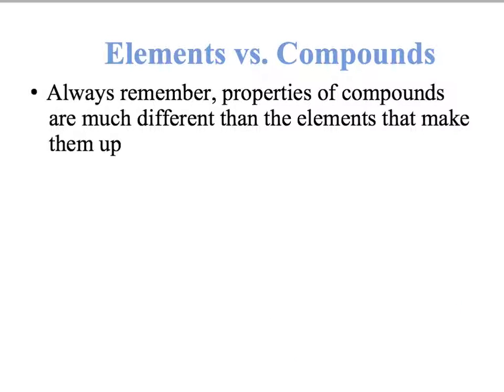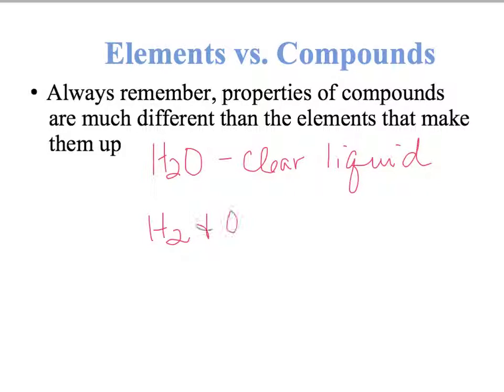So one thing to remember is elements versus compounds. Always remember that the properties of the compounds are much different than the elements that make them up. If you think about water, it's a clear liquid. But if I apply electricity and break this up, I'm breaking it up into hydrogen and oxygen. Those two are both gases, and you can't see them. So there is a big difference between what happens in the beginning of a reaction and the end. So just keep that in mind, the difference between the compounds and the elements that make them up. They do change their properties.